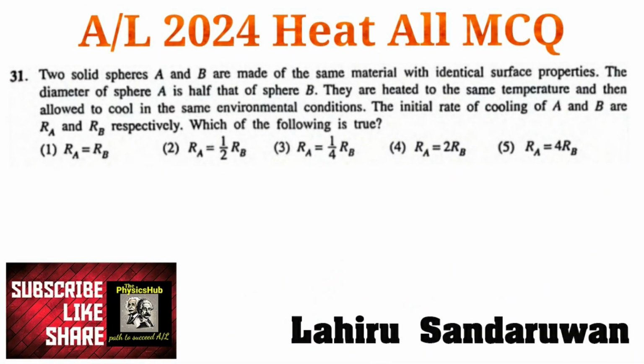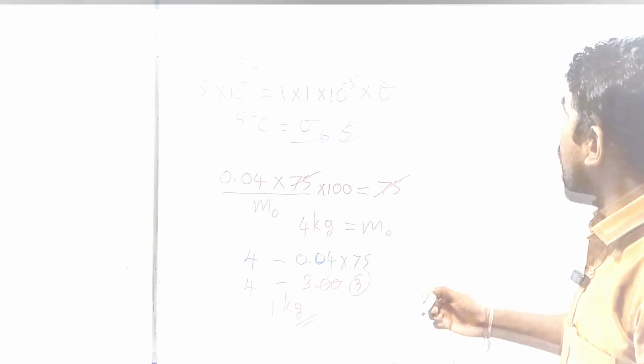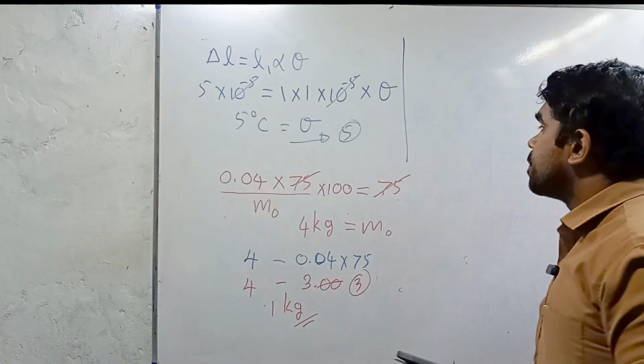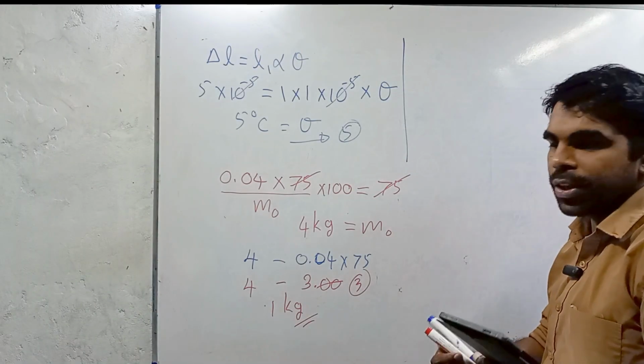Two solid spheres A and B are made of the same material with identical surface properties. The diameter of sphere A is half that of sphere B. They are heated to the same temperature and then allowed to cool in the same environment conditions. The initial rates of cooling of A and B are RA and RB respectively. Which of the following is true? I will get the corresponding relationship.